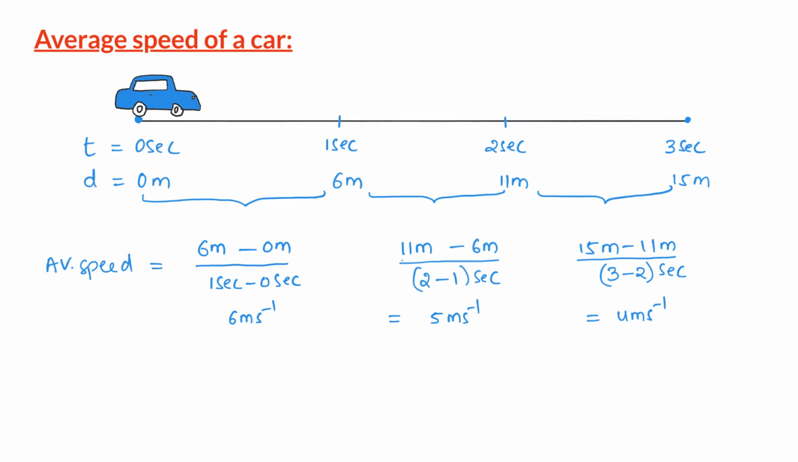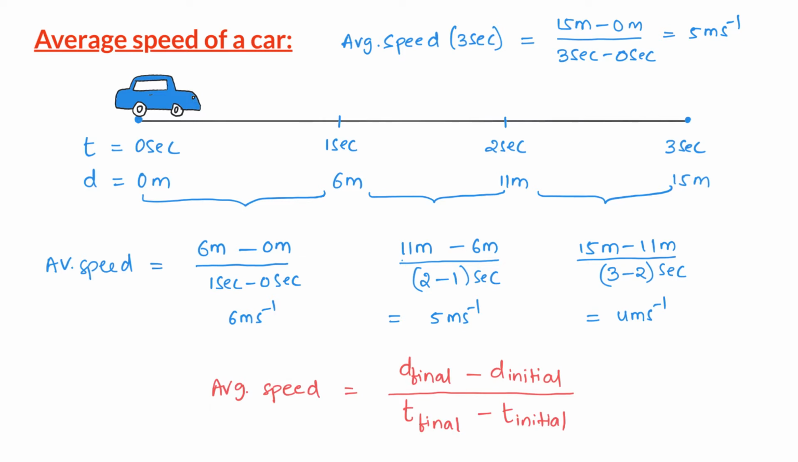Or we can calculate the average speed of the car over the entire 3 second interval. That is, average speed is equal to the distance traveled at 3 seconds, that is 15 meters, minus distance traveled at 0 seconds, that is 0 meters, divided by 3 seconds minus 0 seconds. If we do the math, we get 5 meters per second. So the formula that we are using to calculate the average speed is distance final minus distance initial divided by time final minus time initial.